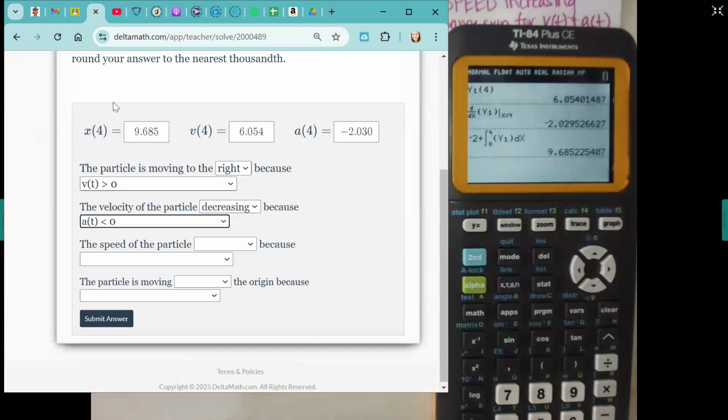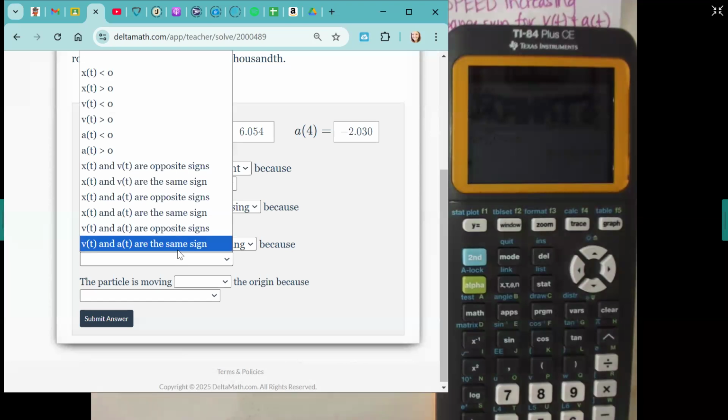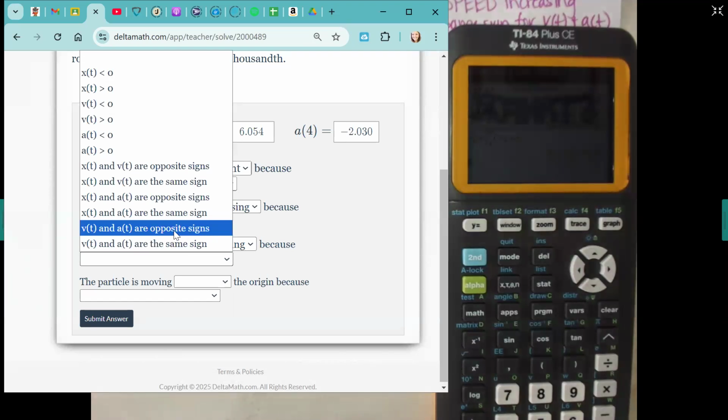The next question is about speed. What has to match for speed? Velocity and acceleration, do they match? No, one's positive, one's negative. So we would say the speed of the particle is decreasing because v of t and a of t are opposite signs.